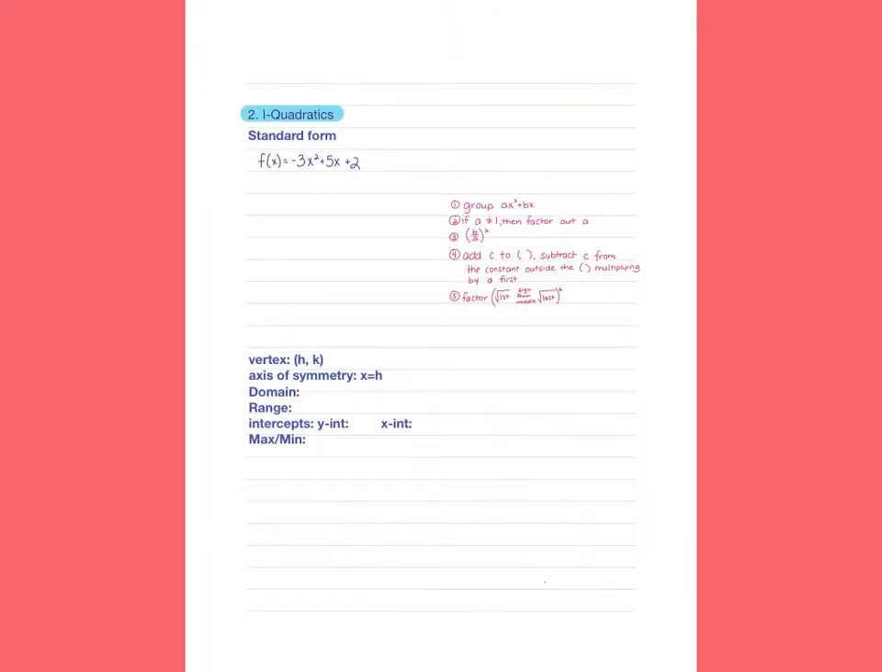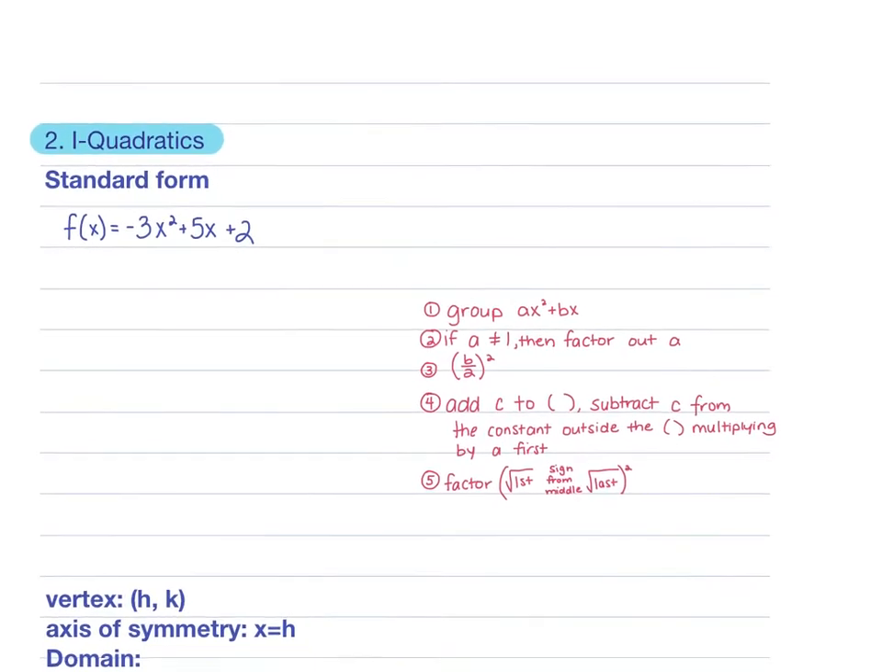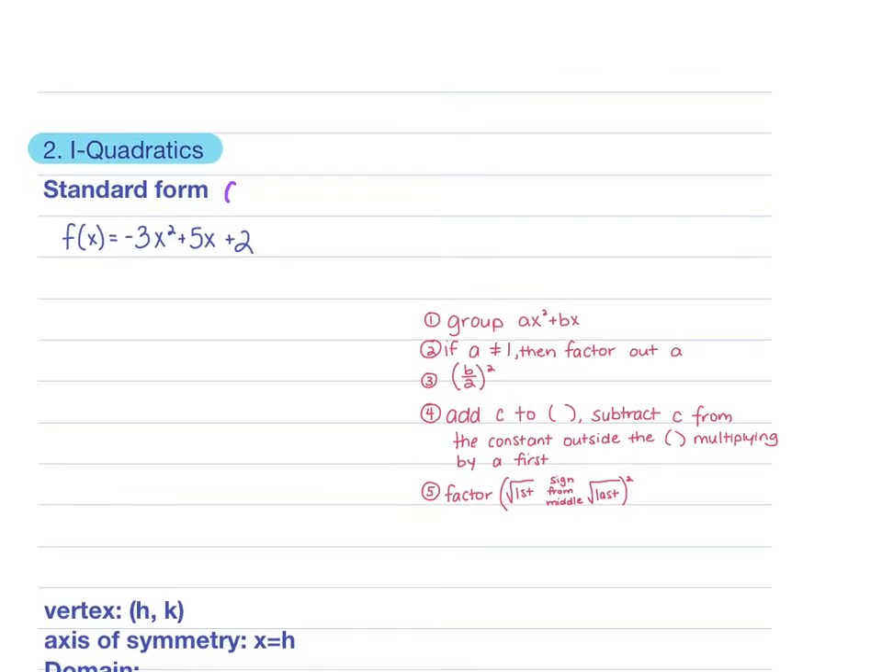Okay, then came quadratics. So we started with taking a function that was not in standard form and putting it into standard form. This is our complete the square, and this is what you did your video on. So to go from this, which is called quadratic form, to standard form, we're going to follow the steps on the right.